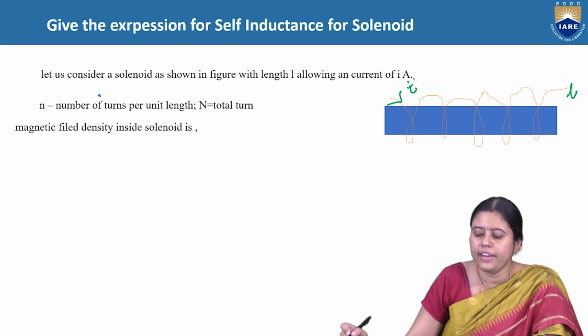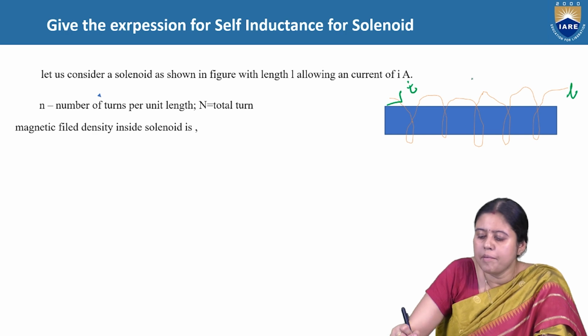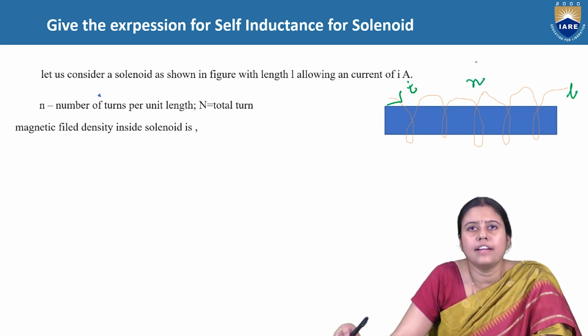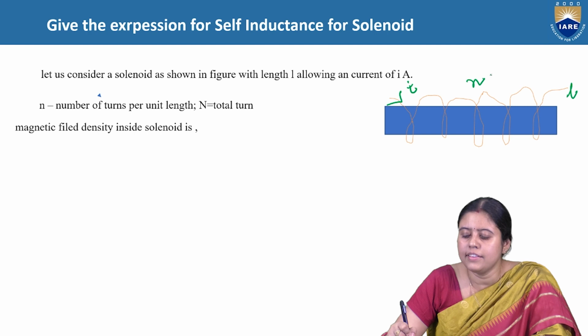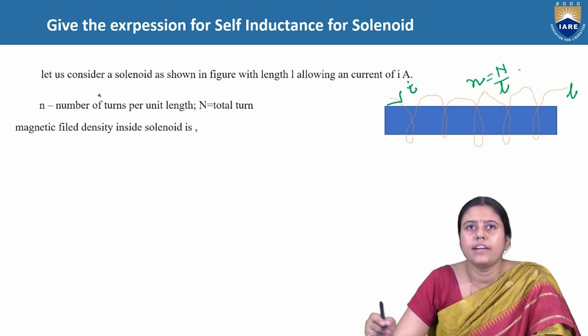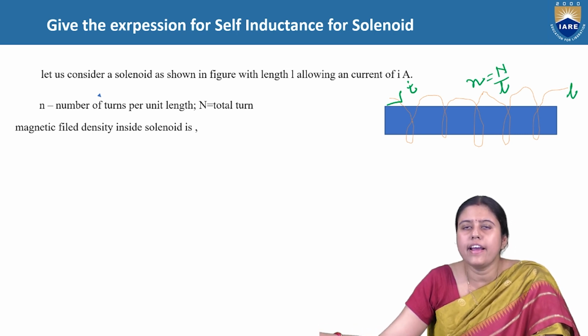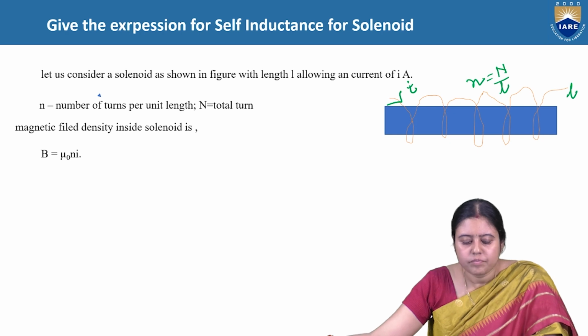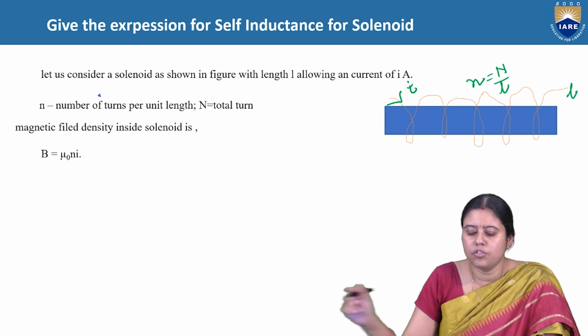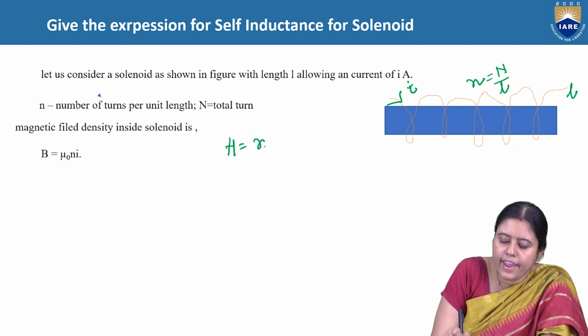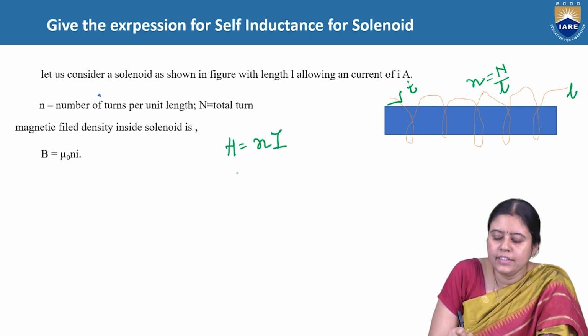The current I ampere is flowing in it. Capital N is the number of turns, and small n is the number of turns per unit length, so n is equal to total number of turns N divided by L. The magnetic flux density inside the solenoid is B equal to mu naught n into I. As we know, H is equal to n into I, and B is equal to mu into H.